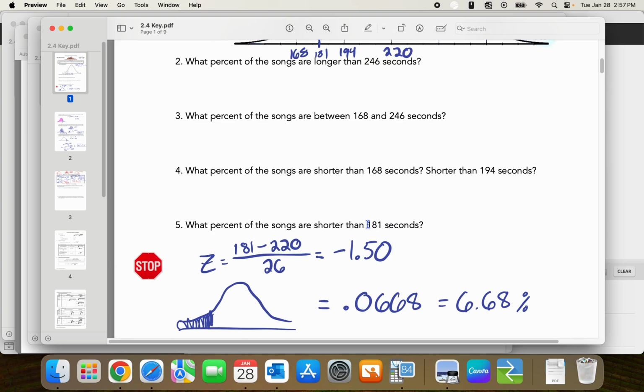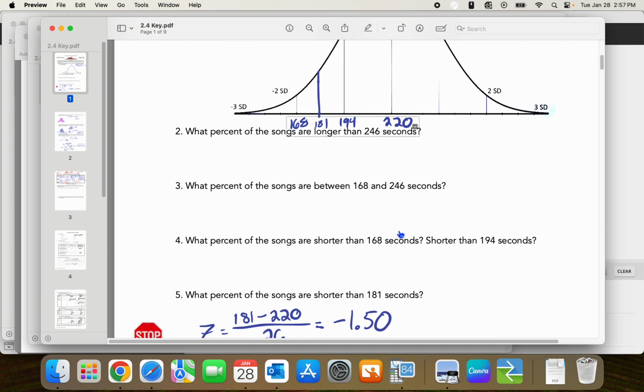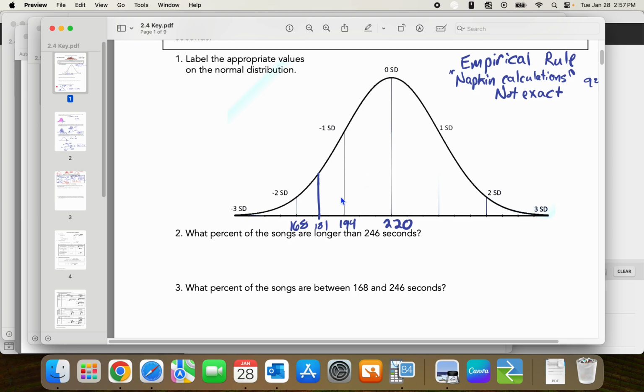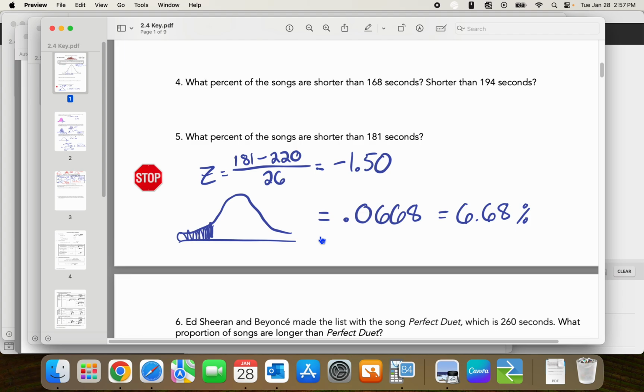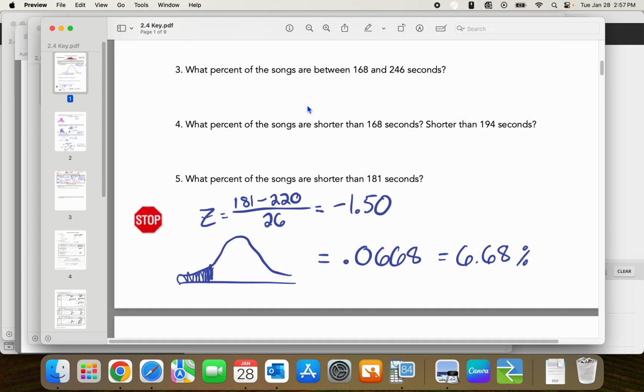In this case, we're working with data with the mean as 220 and the standard deviation as 26. When we're finding a song shorter than 181, well, 181 falls in between two of these boundaries here. So we're actually going to find the area under this boundary without our normal sections that we've been using for 68, 95, 99.7.